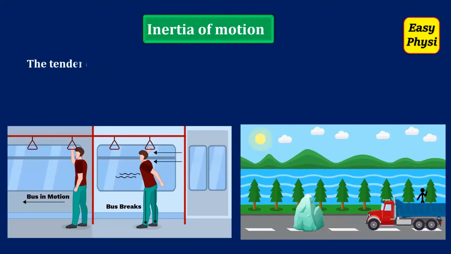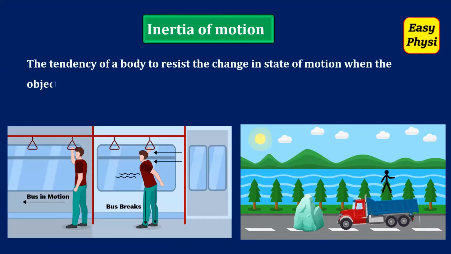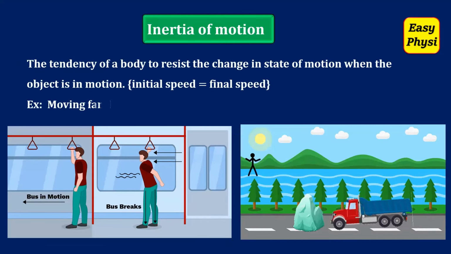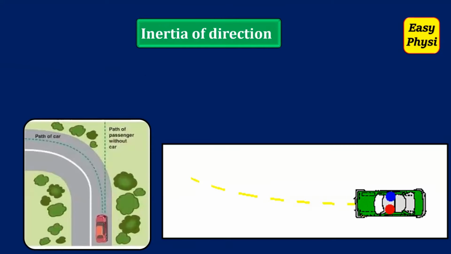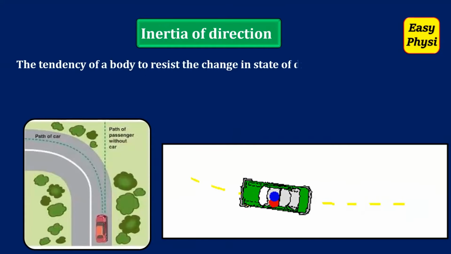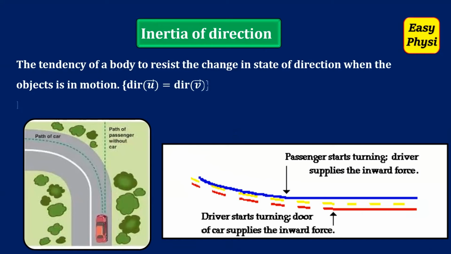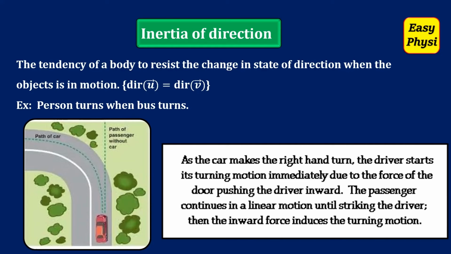Inertia of motion. The tendency of a body to resist the change in its state of motion when the object is in motion. Initial speed is equal to final speed. Examples are a moving fan or a moving top. Inertia of direction. The tendency of a body to resist the change in its direction when the object is in motion. Initial direction is equal to final direction. Example: a person turns when the bus turns.